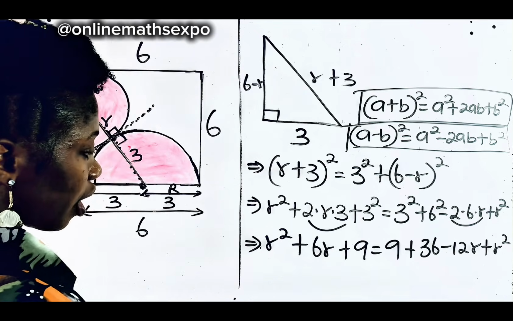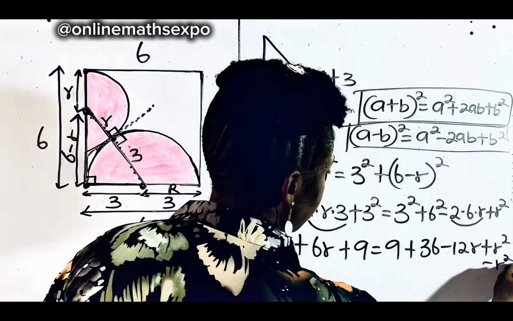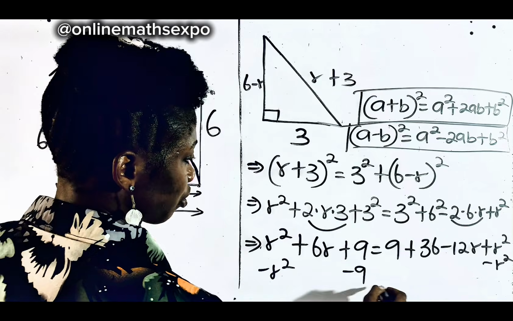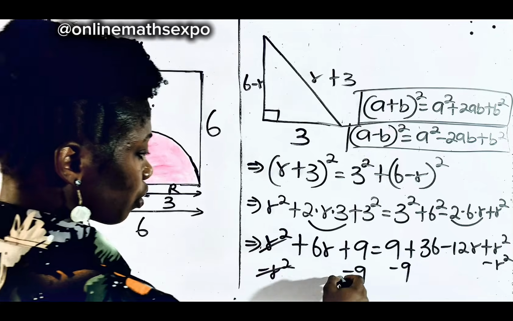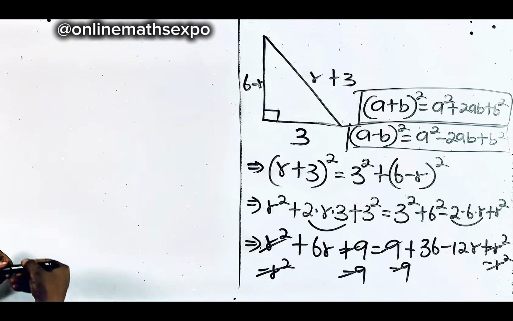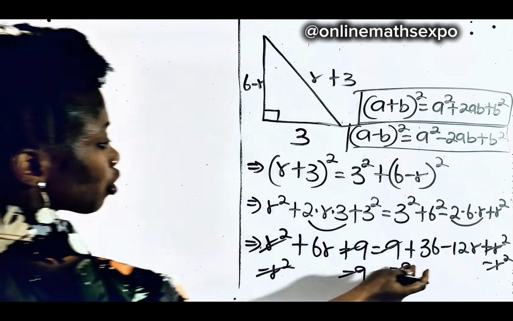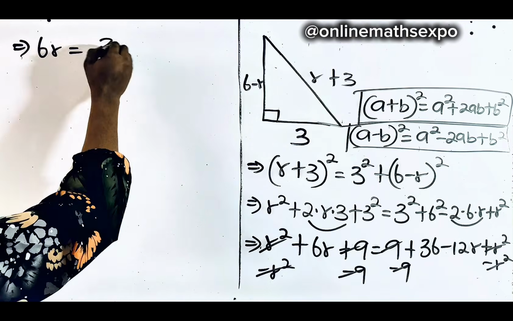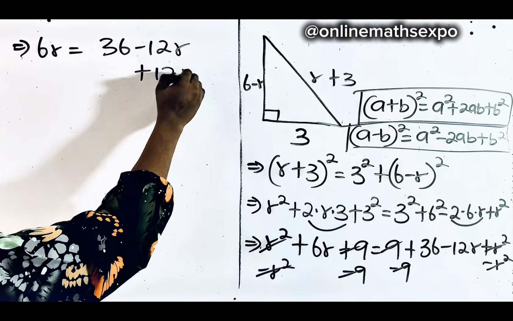We keep simplifying, so we have to subtract r squared from both sides. We can also subtract 9 from both sides. So we simplify, this cancels, this will take off. Then we are left with, we now have 6r is equal to 36 minus 12r. So let's add 12r to both sides.